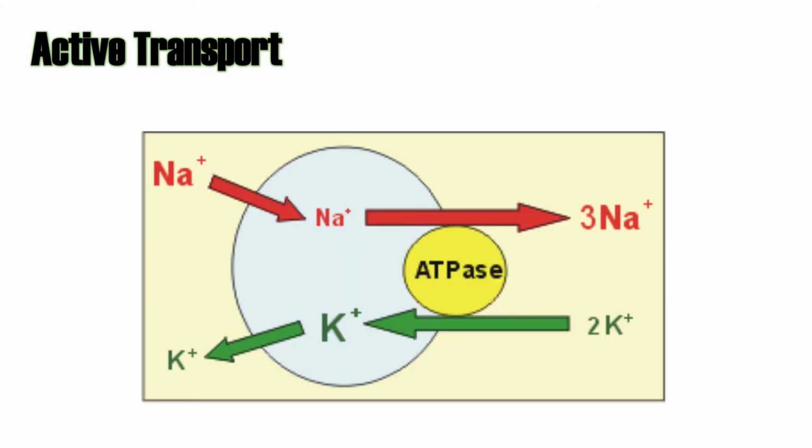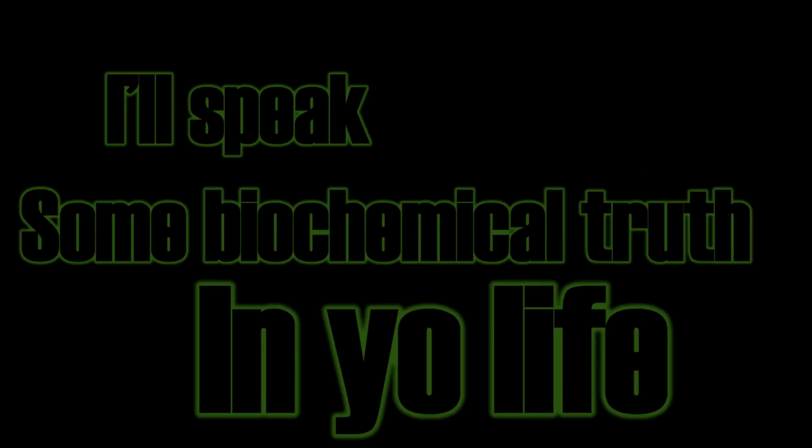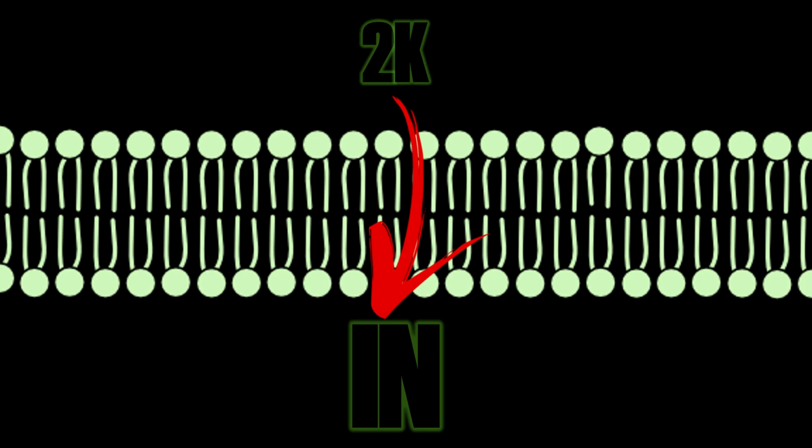Now, how many K? You got 2K, and you got 3 NA. Here's a fact that many of you might not know. I'll speak some biochemical truth in your life. Now on your way in, you got that sweet 2K. And on its way out, you got the tray NA. Now that's a fact you'll never forget. How true is that? That's enough knowledge for today. Let's finish this rap. I shouldn't ever rap.